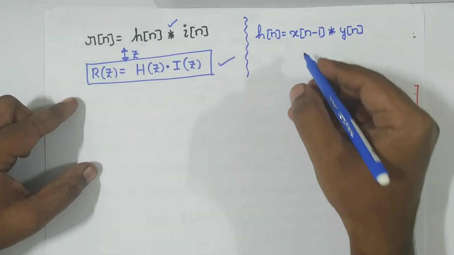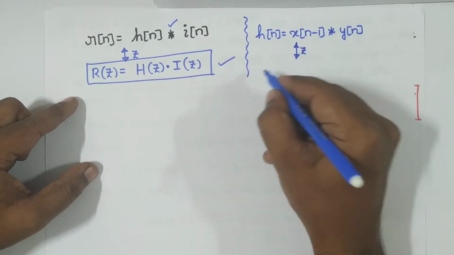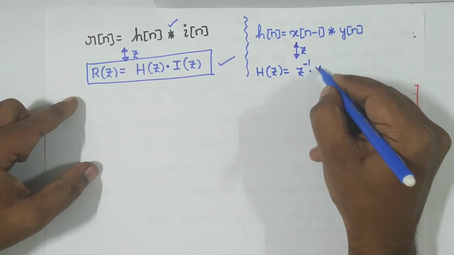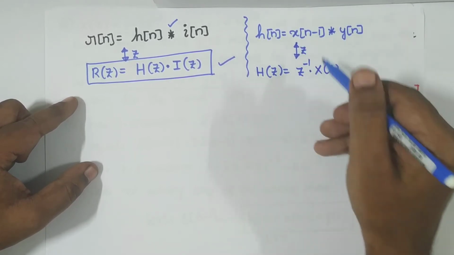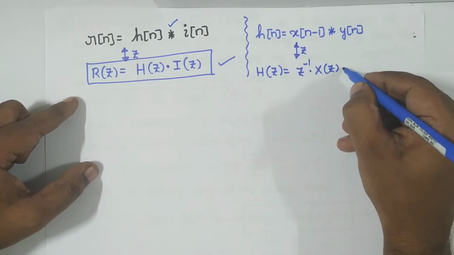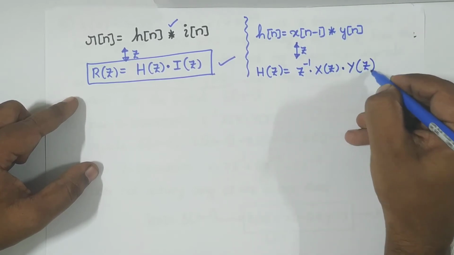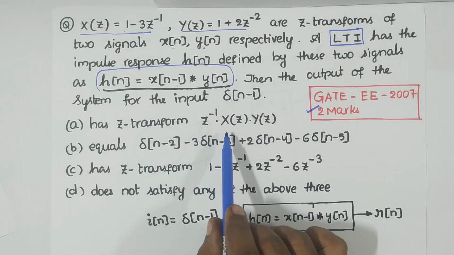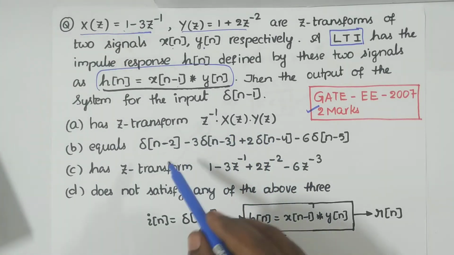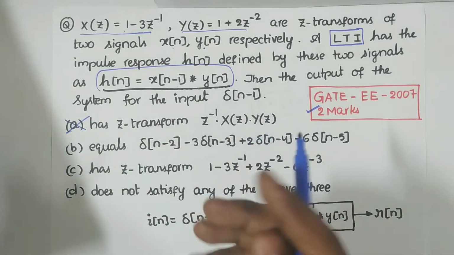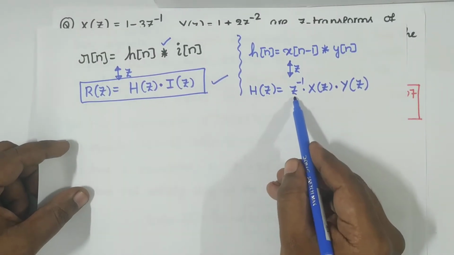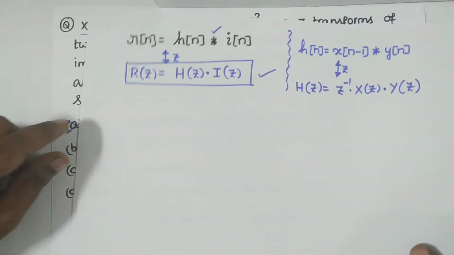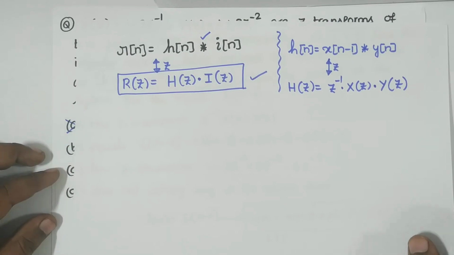Okay, yeah, that's it. Now if I take its Z transform, we would get h of z is equal to z power minus 1 x of z, you know very well the time shifting property, and convolution becomes multiplication here, and you have y of z. You see, the very first option we have here, right, has Z transform z power minus 1 x of z y of z. So this is wrong, right? So by this time we could say A is incorrect. This is the Z transform h of z, not r of z. He is asking us to find the output. That means we should be able to find r of n from r of z, right?